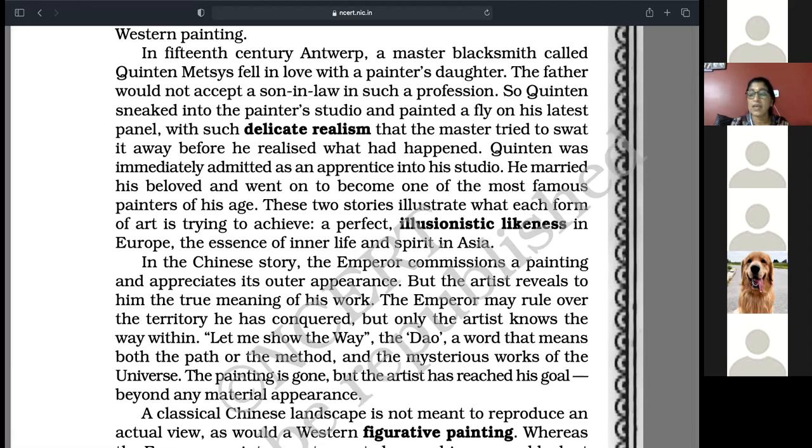If the subjective part comes in, this kind of question has come in the paper. In the Chinese story, the emperor commissions a painting and appreciates its outer look. But the artist reveals to him the true meaning of his work, which I told you at the start.